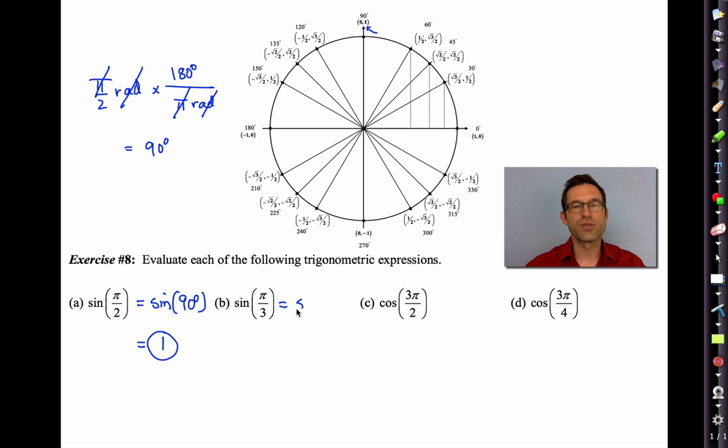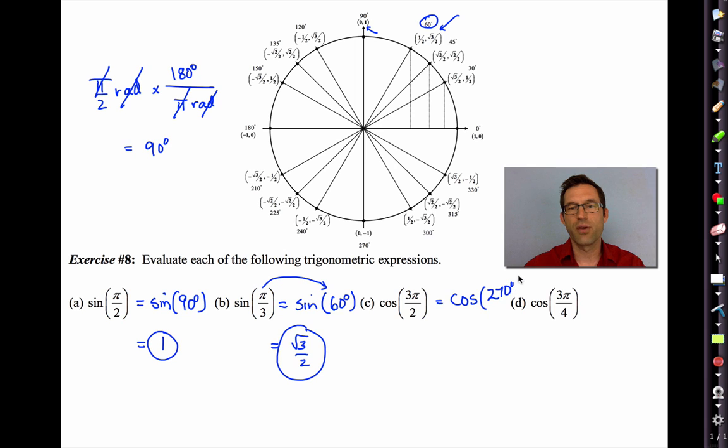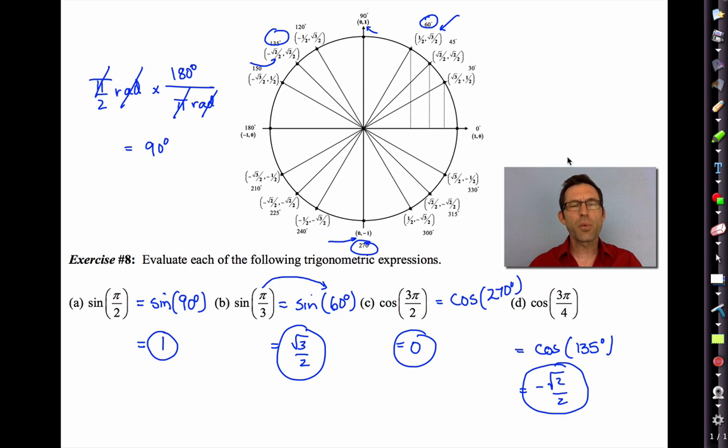Well, I'm not going to keep going through the conversions. You've done that on a few problem sets at this point. Pi divided by 3 is the same as 60 degrees. The sine of 60 degrees is square root of 3 divided by 2. 3 pi over 2, that's the same as 270 degrees. Again, a very important one. That's down here. The cosine is the x-coordinate, and that's 0. 3 pi over 4, that's 135 degrees. At 135 degrees, the x-coordinate is negative root 2 over 2. And that's it. So there really wasn't anything remarkable about exercise 8, but we want to keep using radians as much as we can so that we get more used to them.